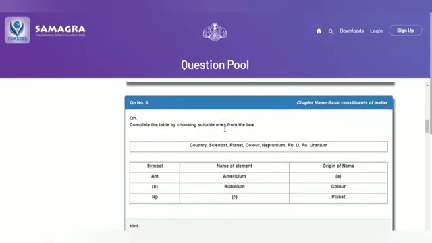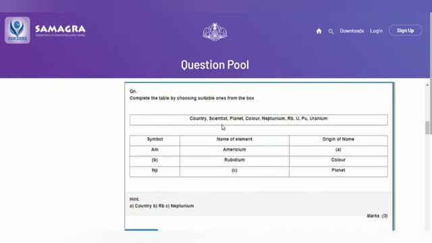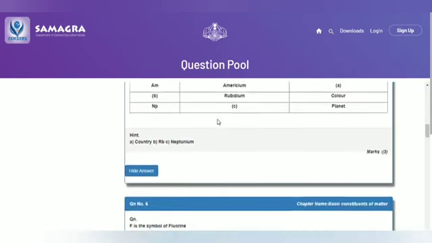Fifth question, complete the table by choosing suitable ones from the box. The symbol is given, Am, Rb, Np, and the origin of the name: country, color, planet. Am, americium, it is a country. Rb, rubidium, it is a color. Np, neptunium, it is the planet.